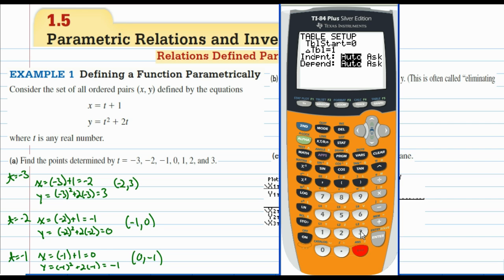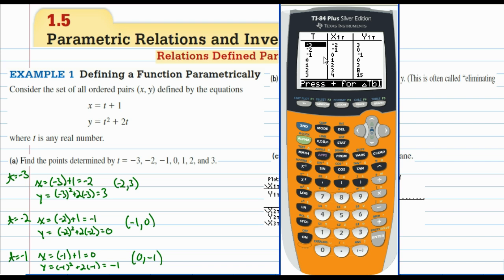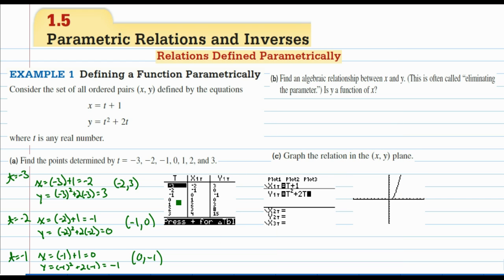So I'm going to start my table at -3. And the change in each table is 1. So I'm going to go from -3 to -2, -2 to -1, -1 to 0, etc. So now second table will show me all of those x, y values for certain values of t. Now part B says find an algebraic relationship between x and y. This is often called eliminating the parameter. So t is your parameter, the variable that both x and y are dependent on.